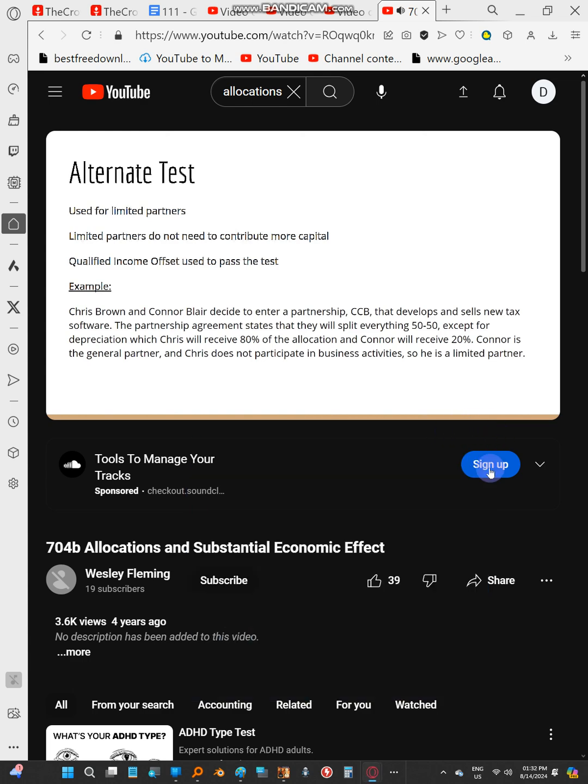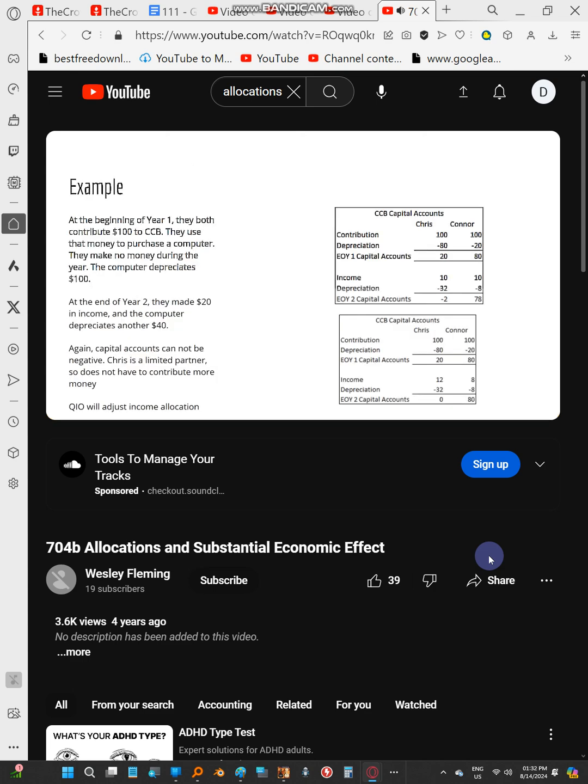and Chris does not participate in business activities at all. So he's a limited partner. So we go back to our great example here. As we see on the right, so we're back here at our example.